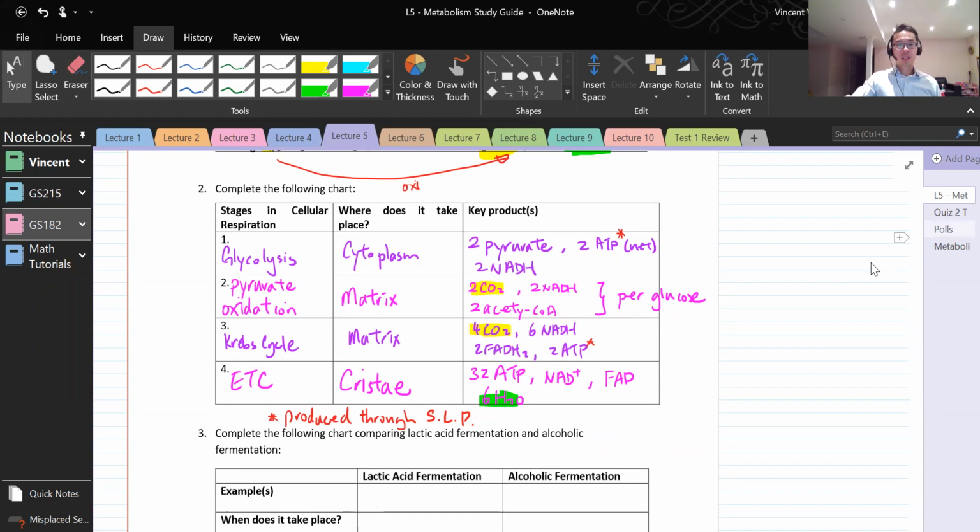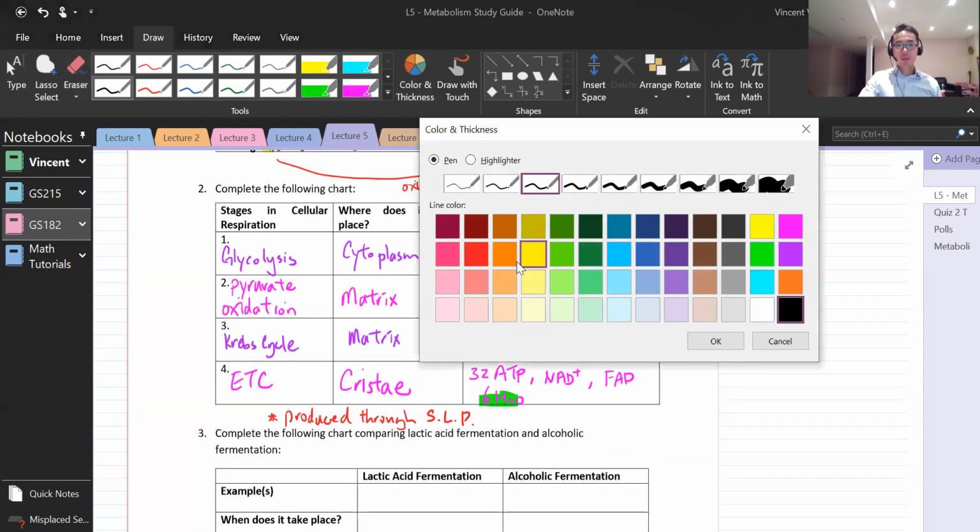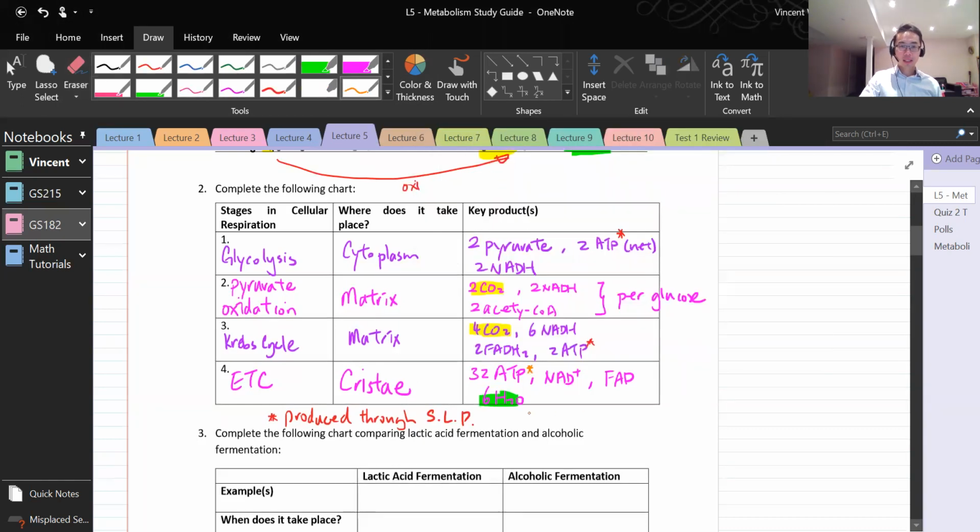All right. So I will put in other stars. There's so many stars going on here. Put in other stars right here. Okay, so these ATPs in the ETC are not produced through substrate level phosphorylation. They are produced through oxidative phosphorylation, which I'll explain right now.